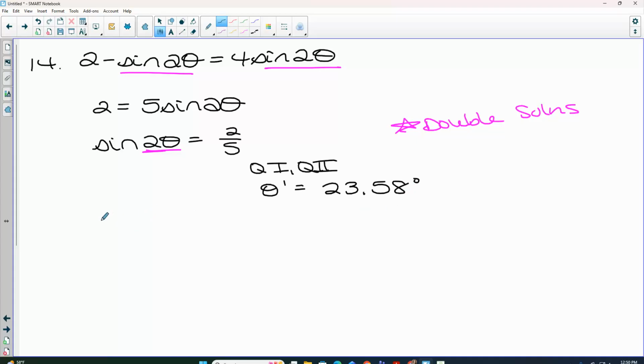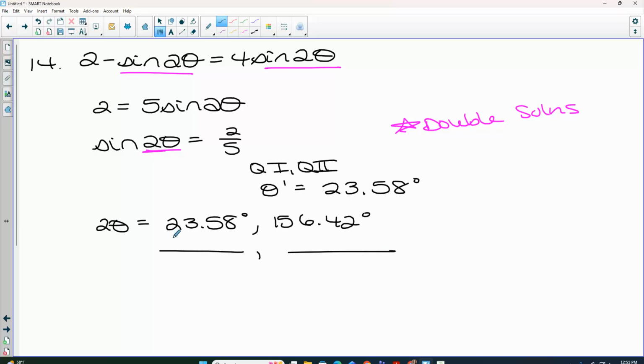So, my angle, 2 theta, could equal, in quadrant 1, my angle is my reference angle. To get it in quadrant 2, you do 180 minus your reference angle. We want double solutions, so for the second round, we add 360. And to find our angle, we go through and we divide all of those by 2.